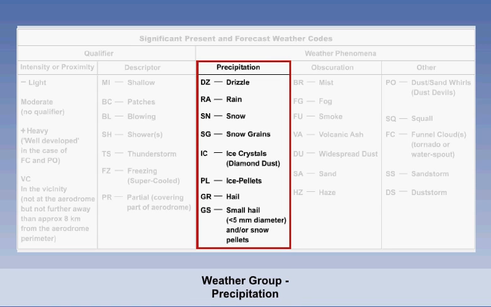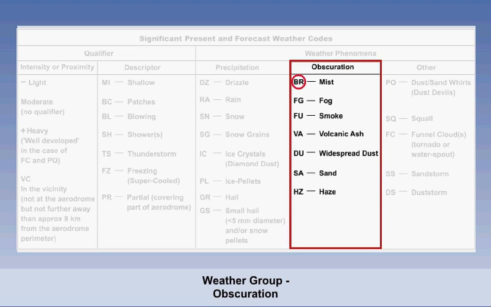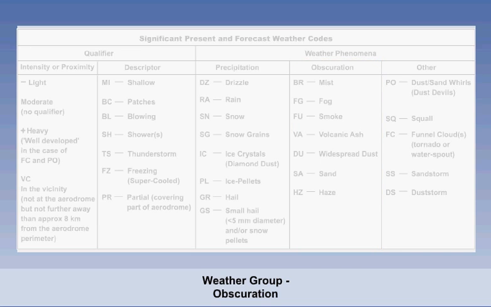The third column in our table considers precipitation. This group is fairly self-explanatory. It contains all the precipitation weather such as drizzle, rain, snow, hail, etc. The next column looks at obscuration of the atmosphere. Again, this is fairly self-explanatory. Some of the letters used in these columns emanate from the French words for the phenomena. This may help you remember one or two of them. For example, BR for mist comes from the French word for mist, which is brume.